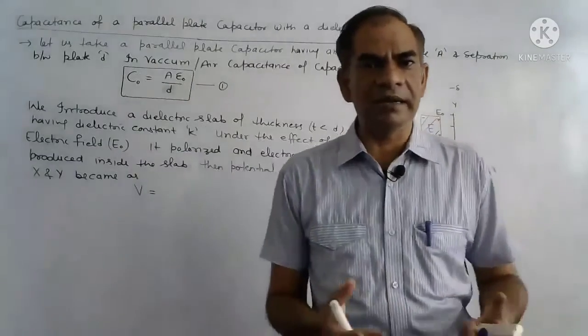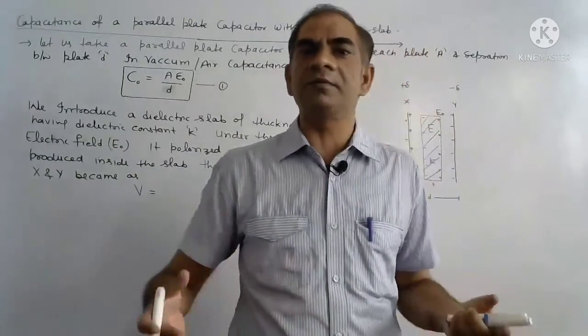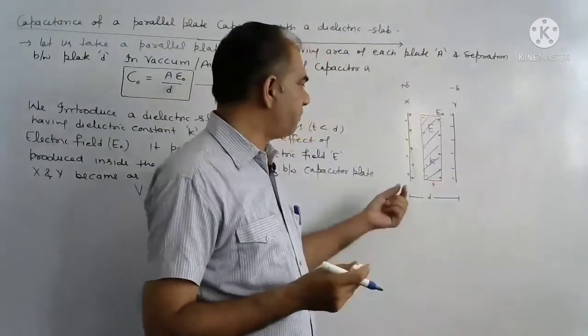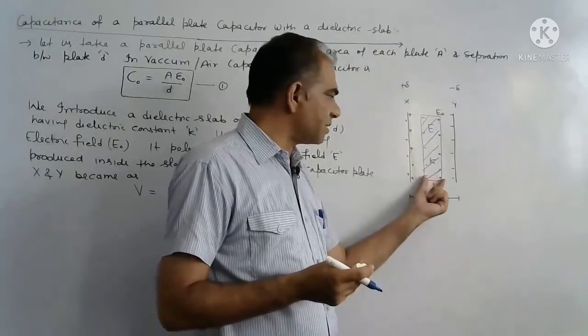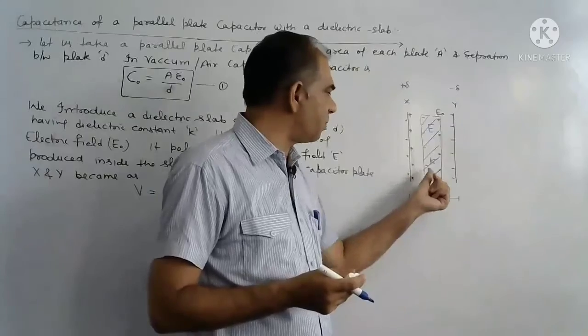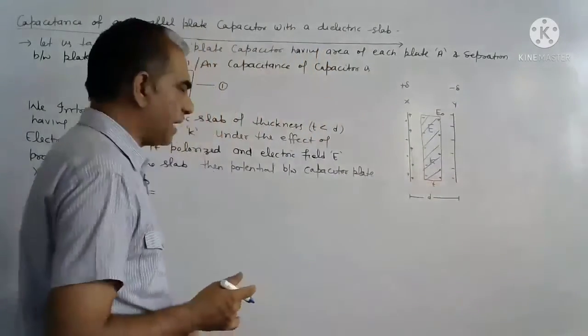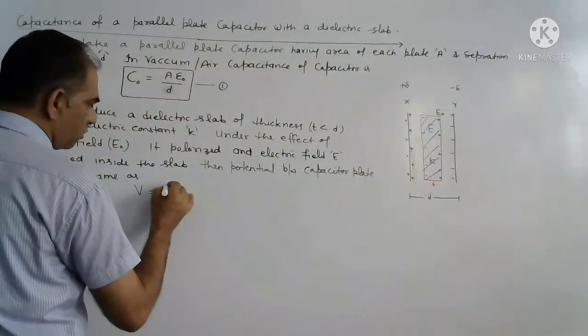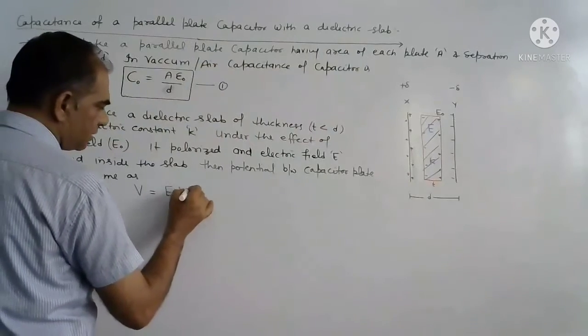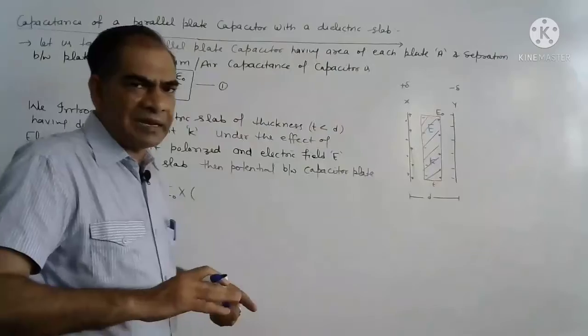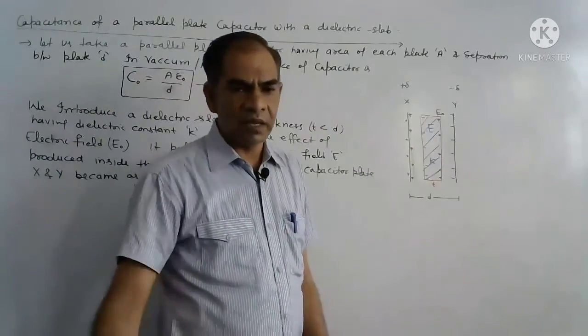It can be simply added or subtracted with the help of simple laws of algebra. So total potential must be equal to the potential of this dielectric slab and the potential of the remaining part of this parallel plate capacitor. So we write E naught, the electric field, into the distance in which E naught is affected.